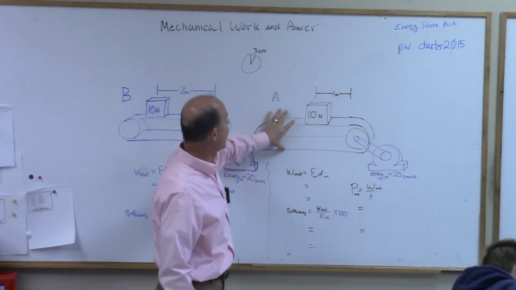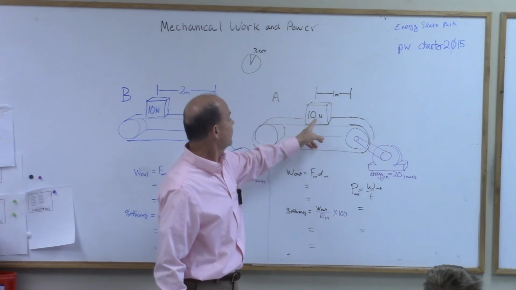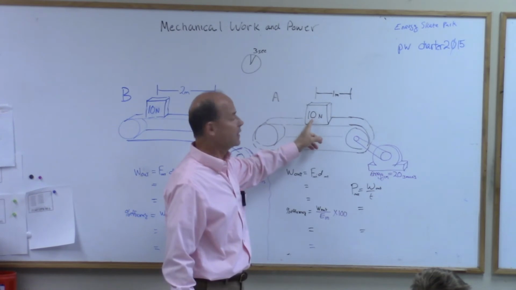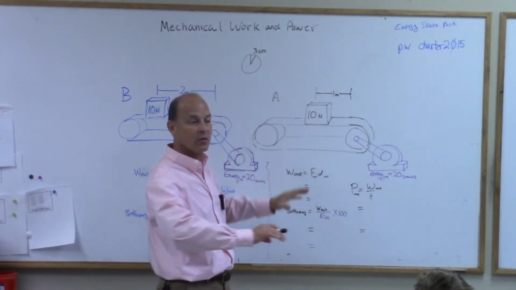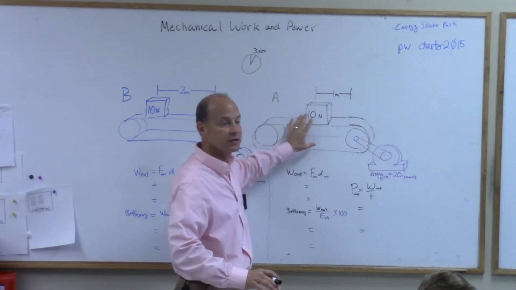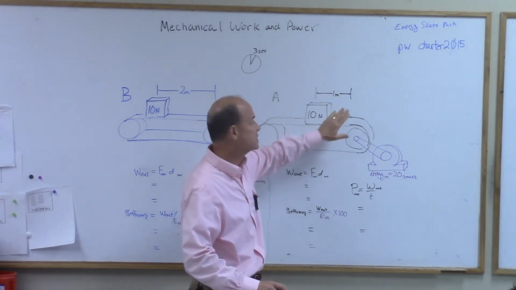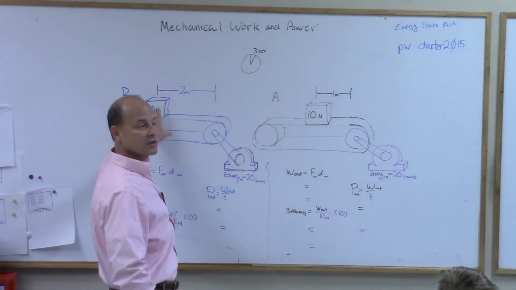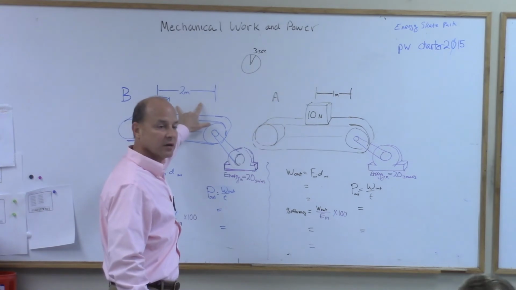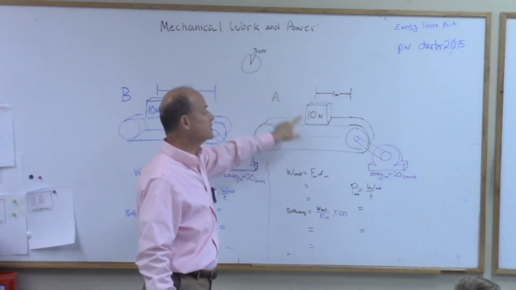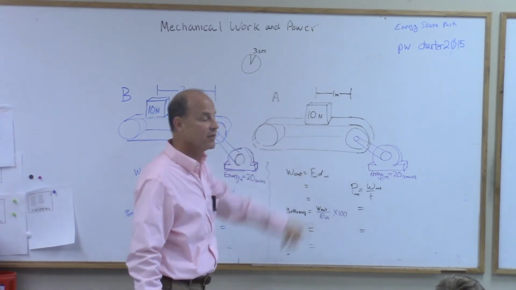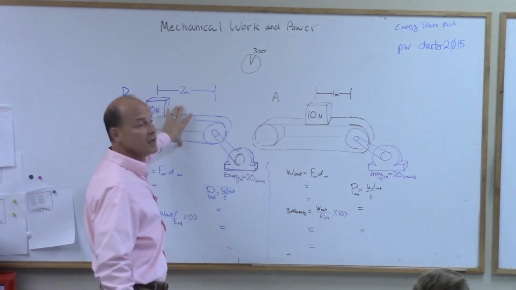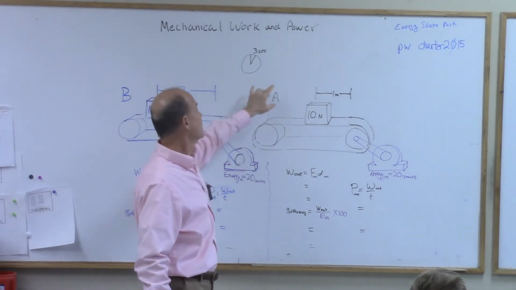Now, conveyor belt A moves this box 1 meter. This box has a force associated with it. This belt is applying a force of 10 newtons to this object to move this box this distance. Conveyor belt B is moving this same box with the same force, but it's moving it 2 meters in the time that it takes this conveyor belt to move it 1 meter. So let me say that again. Conveyor belt A moves the box 1 meter in 3 seconds. Conveyor belt B moves this box 2 meters in 3 seconds.